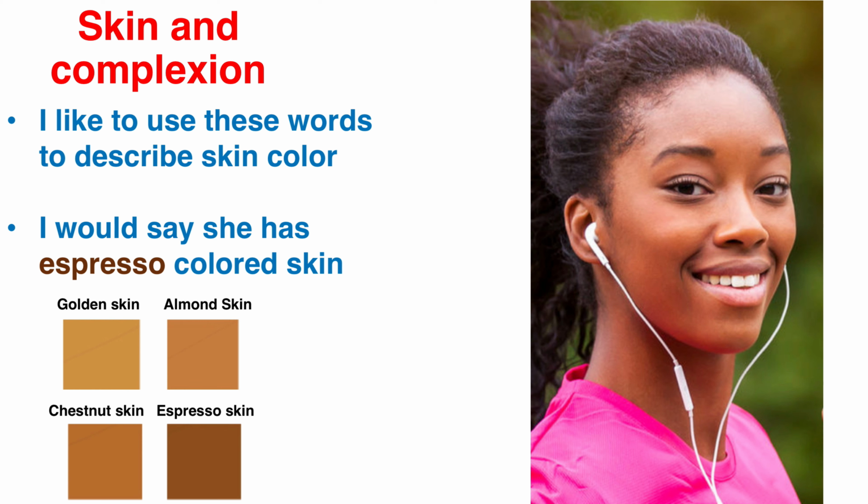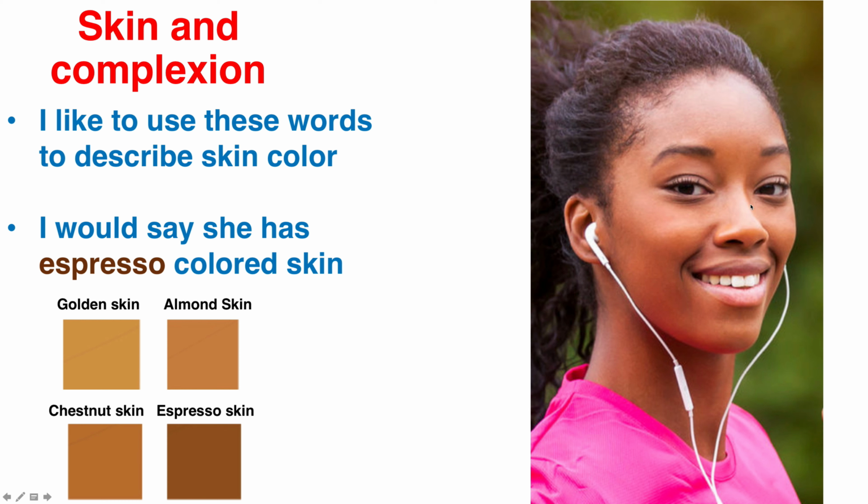Now, skin and complexion. So rather than referring to race to describe somebody, she's black, or she's African American, or she's Latino, or he's white, rather than using those types of words, I prefer to use these types of words. Golden skin, almond skin, chestnut skin, espresso skin. And I feel that these words, they're not going to offend anybody, and they more accurately describe what somebody looks like.